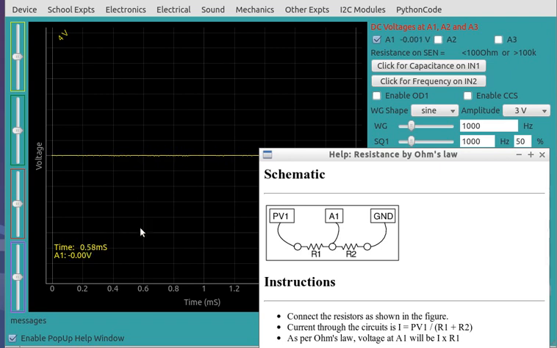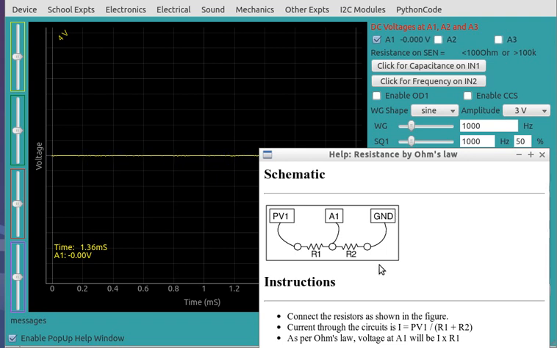Voltage, current and resistance are related by Ohm's law. So we can explore these things using ExpEYES. We'll be using this schematic. Here you see two resistances connected in series, and at one end we are applying a voltage from PV1, and the midpoint we are measuring with A1, and this end is grounded.